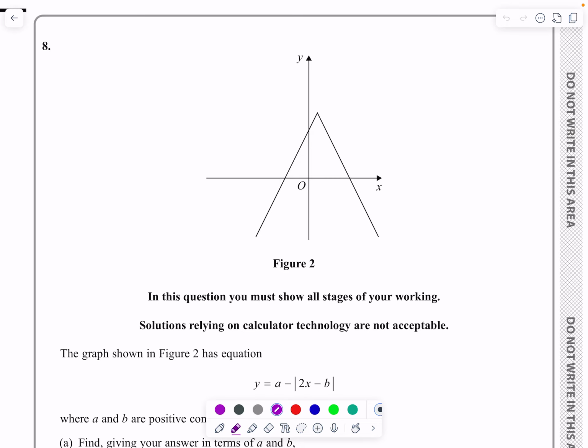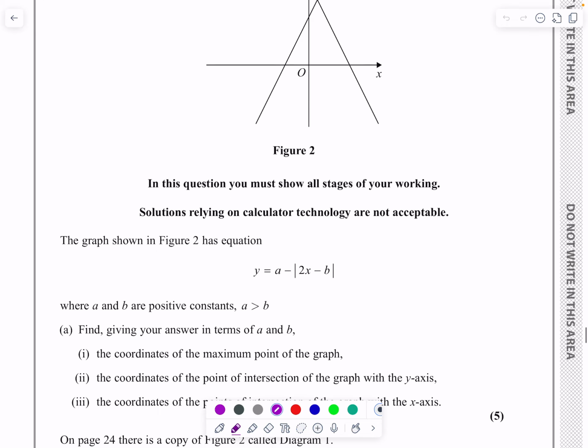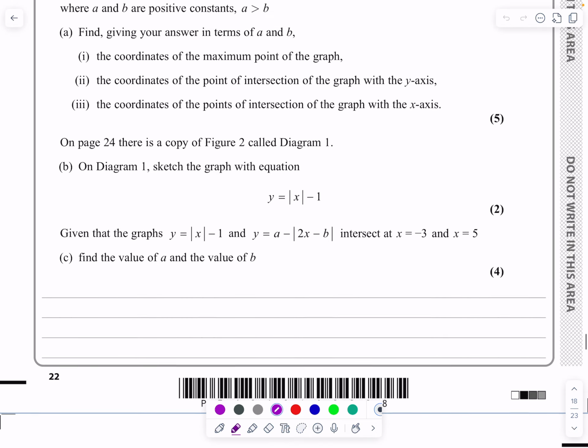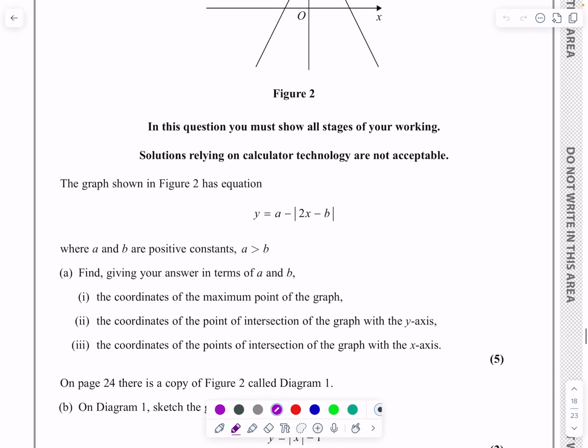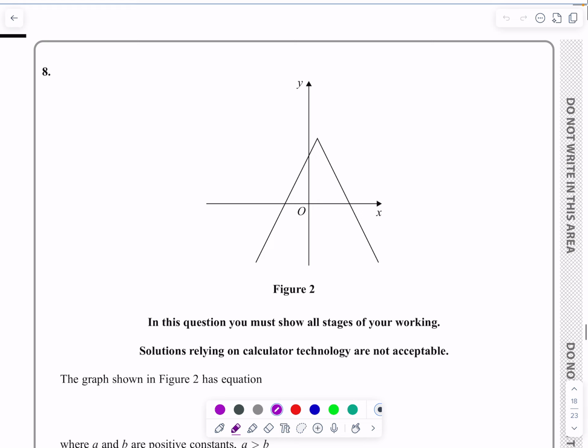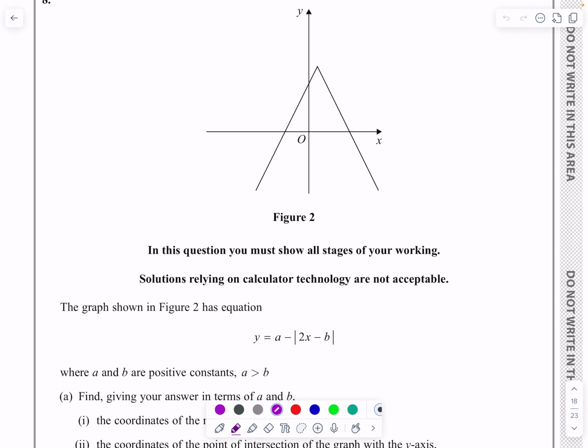Okay, this is the P3 paper from January 2024. It's question number 8, and as you can see as I move up and down this, it's a functions and graphs question, but in particular it's the modulus function that we're going to be looking at. So let's have a look at it.